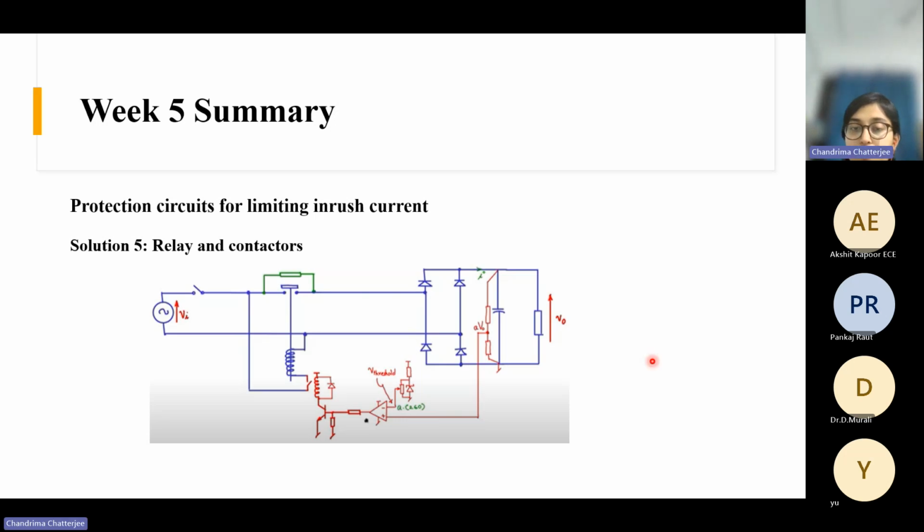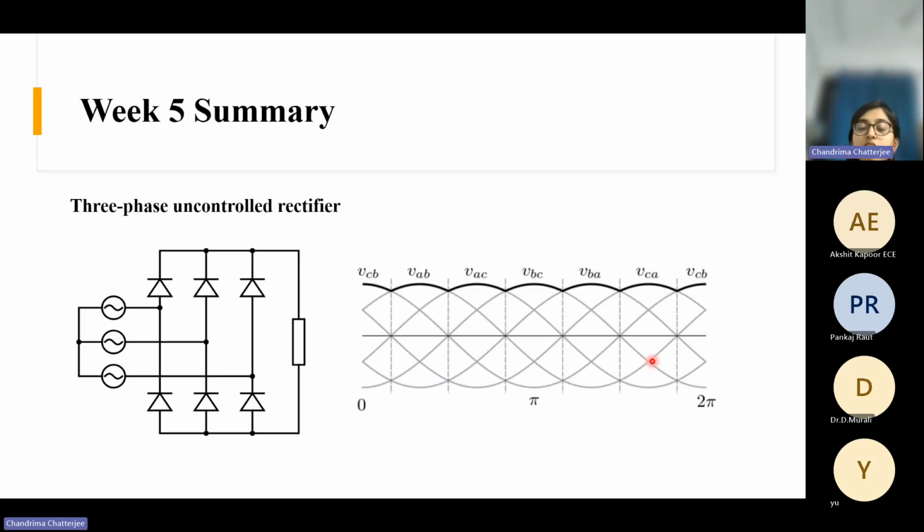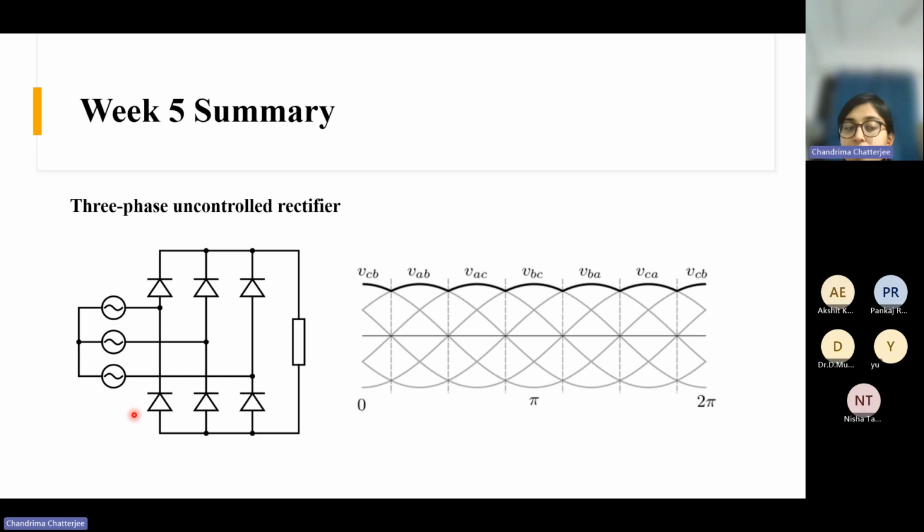So let's proceed. So this is a three-phase uncontrolled rectifier. Earlier we saw the single phase rectifier where there was the single phase grid, single phase AC supply. Now there is three-phase AC supply in the input, and there are three half bridges. This is the first half bridge, this is the second half bridge, and this is the third half bridge. And we have the load here.